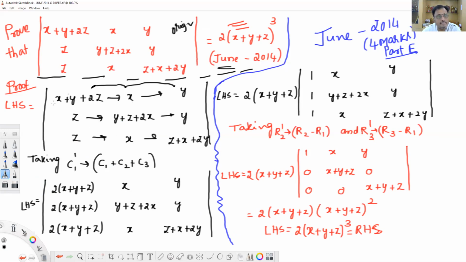Why I've decided is, C1: x plus x, 2x, y plus y, 2y, plus 2z. That means 2x plus 2y plus 2z you'll get. Here also, z plus z, 2z, plus 2y plus 2x. That means again 2x plus 2y plus 2z you get. Here z plus x plus z plus x plus 2y. That means you get 2z, 2x and 2y. That means definitely in one row or one column, 2x plus 2y plus 2z you will get.